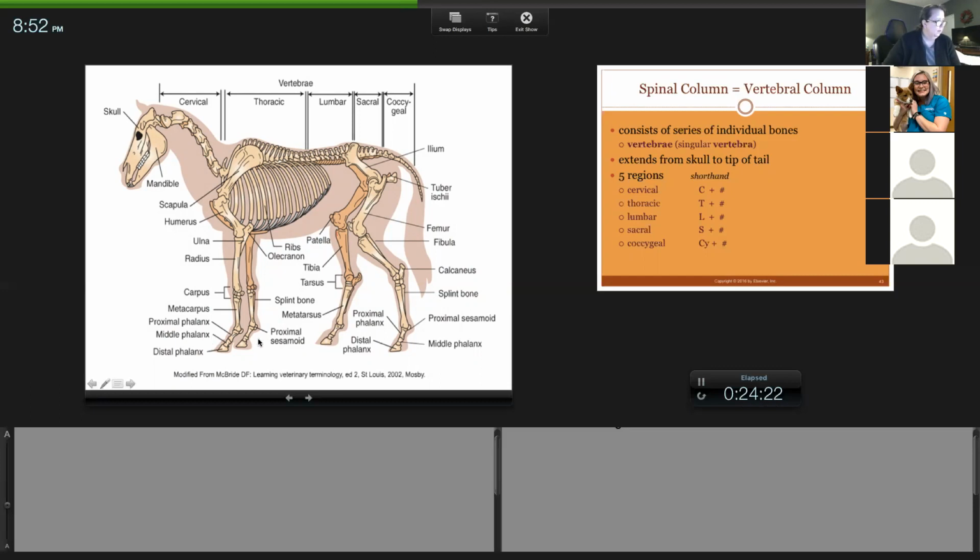Okay. Let me see. Oh, and something else: tuber ischiae. Sometimes the ischium is called tuber ischiae. Ischial tuberosity is the ischium, and that point is the tuberosity of the ischium, which is the point off the back. So that's all that means.